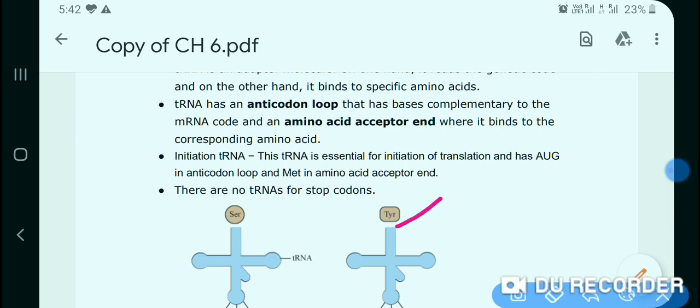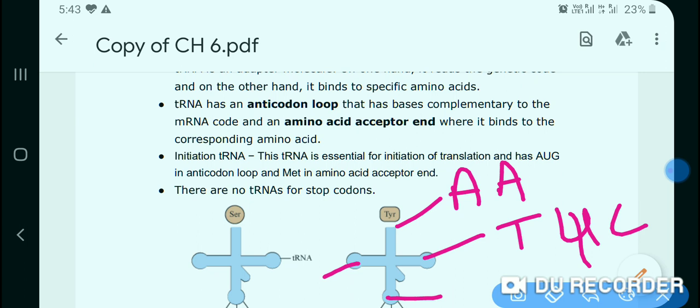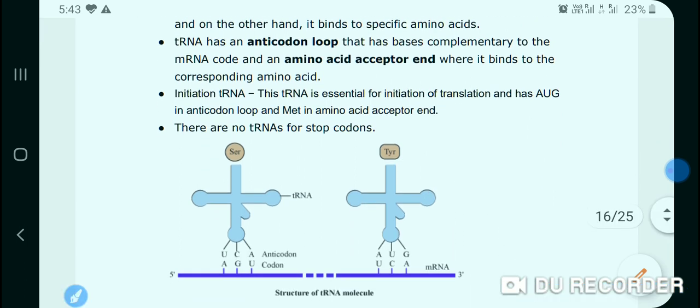So two arms are very important. This is the amino acid acceptor end or amino acid attachment site, and this is the anticodon loop, and this is the T loop or T psi C loop, and here is the amino acid synthetase site, because an enzyme is present at this loop which recognizes the specific amino acid which has to be transferred to messenger RNA for making the polypeptide chain.